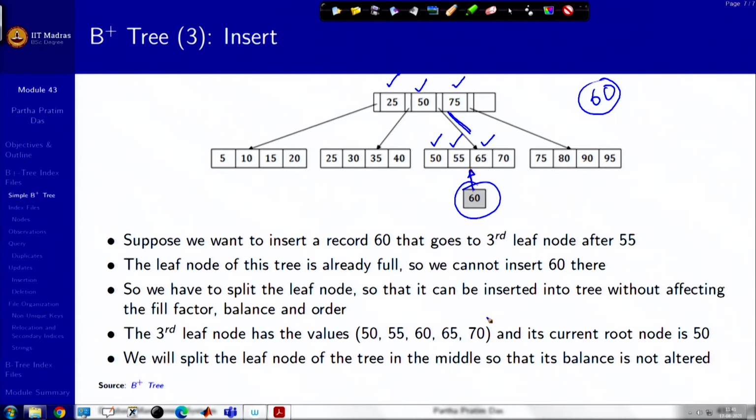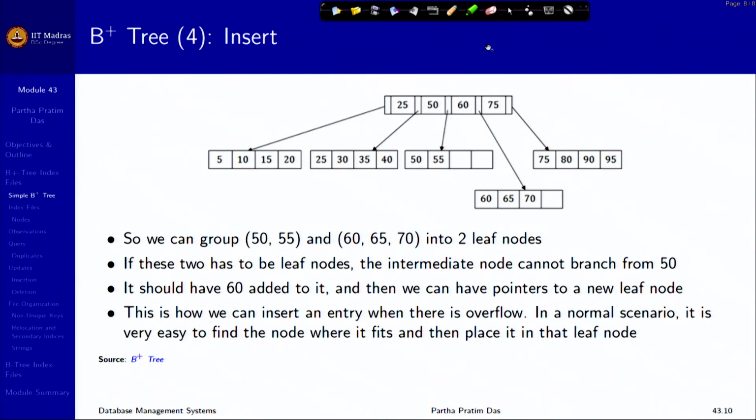So, it means that this leaf node now has 5 keys, and its current first key is 50, just like the first key of this one is 75. So, I will have to split the node, create a new node, and push its first key to the previous level. We did all that in the 2, 3, 4 tree.